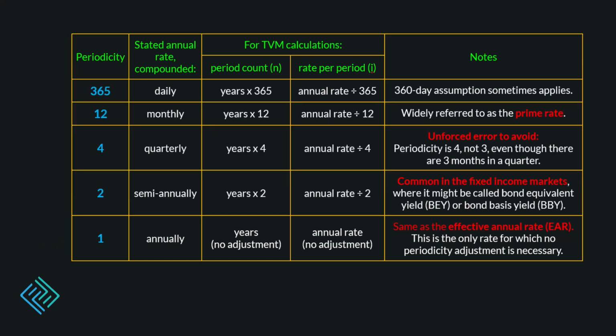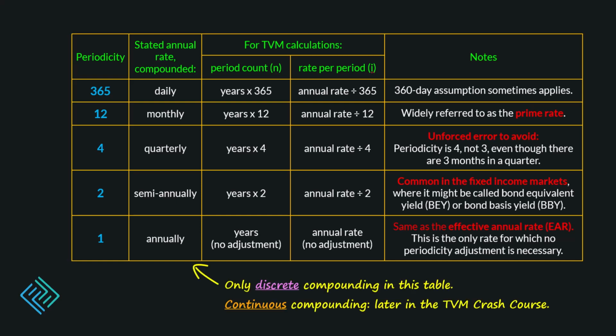Before we leave this table and move on to the rest of the video, I think I should just make the point that the table only has discrete compounding frequencies, in which compounding occurs at specific intervals. There is a discussion of continuous compounding later on in the crash course.